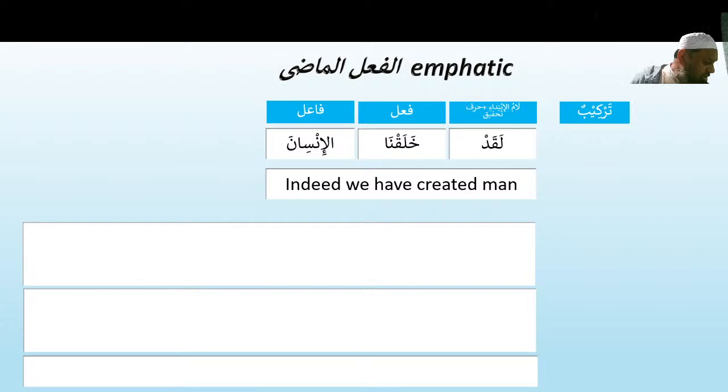Someone just remind us of another ayah. لقد جاءكم. Sometimes رسول, قد جاءكم. Sometimes بينة, بينات. Sometimes the name of a prophet: لقد جاءكم موسى. All this will give us the confirmation of the fil, and in translation we'll translate it as indeed, to make it emphatic.